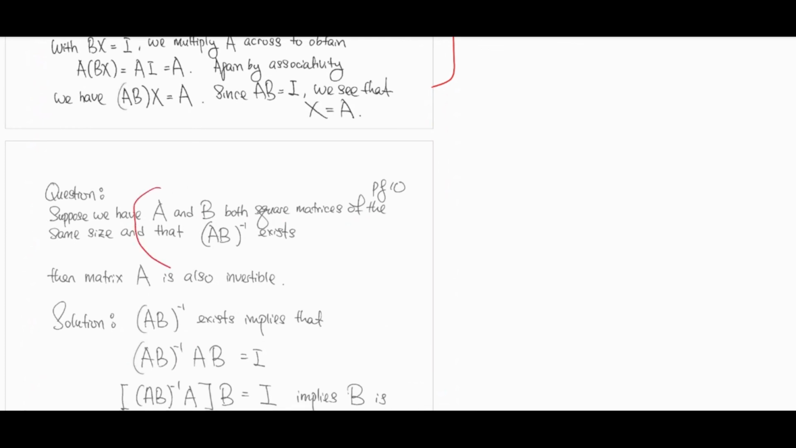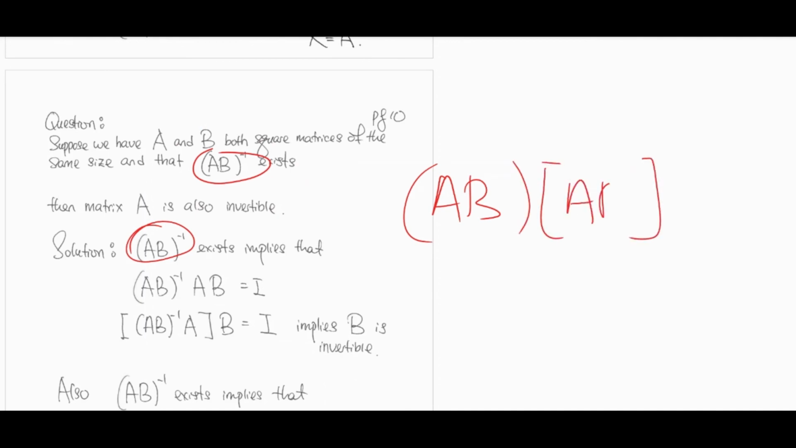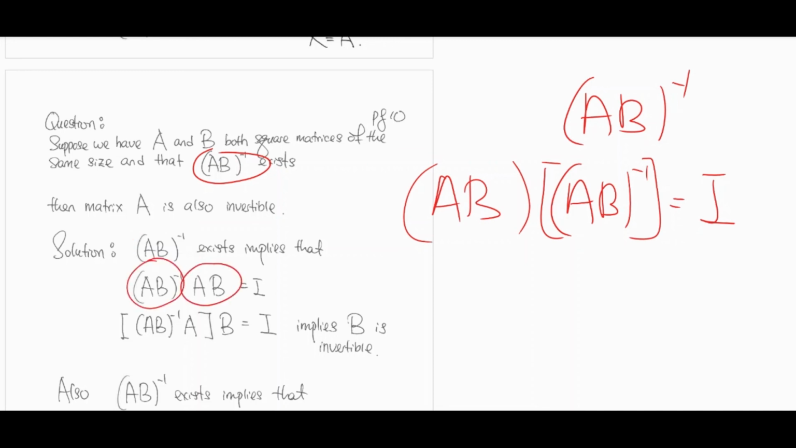So we know that AB itself is invertible. This product AB is invertible, which means that I can find something, right? And that something here equals I. So we know that AB inverse exists. AB inverse exists means that AB inverse multiplied by AB will equal I. So that's the definition, right? How do we know that? Because we've been told that the product AB is actually invertible.